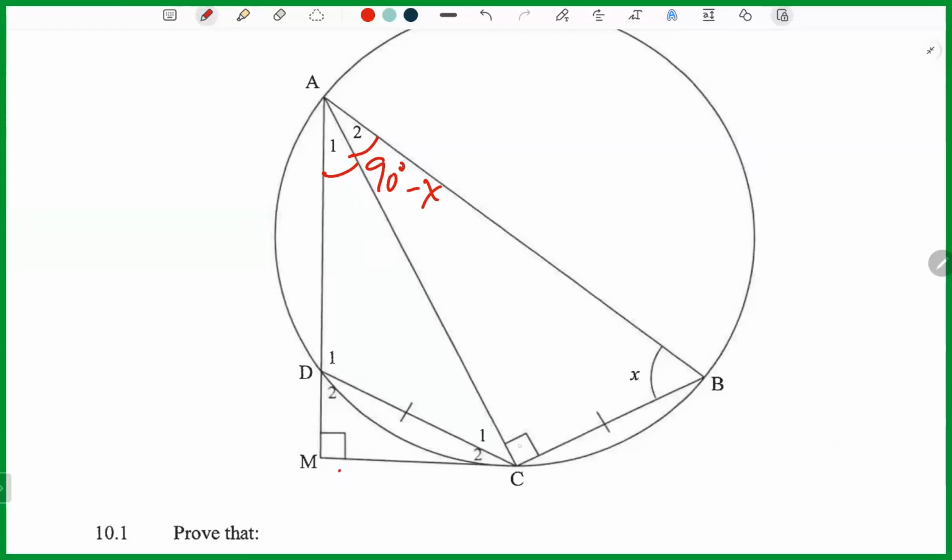Why? Because if you add all of them, you must get 180 degrees. So if you say 90 minus x, this and that, if you add them up, they will give you 90. 90 plus 90 is 180 degrees. But obviously, they are marked like this. Okay. Equal chords subtend equal angles at circumference. So these chords are equal, so they subtend 90 degrees minus x.